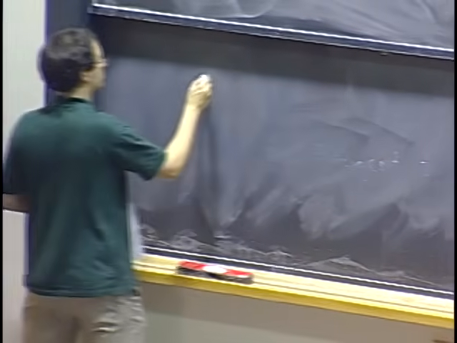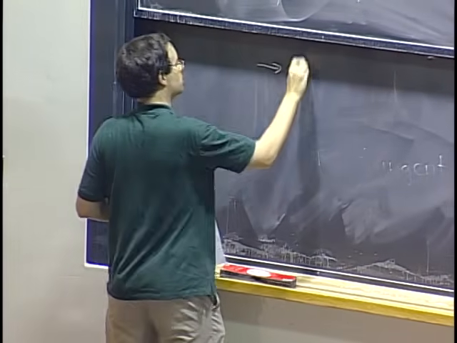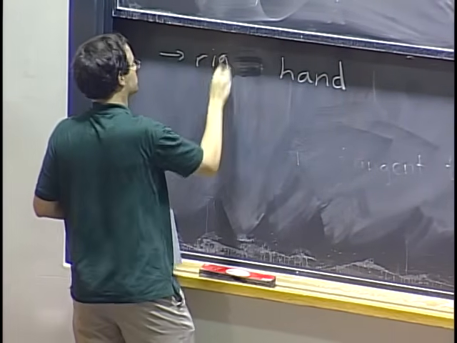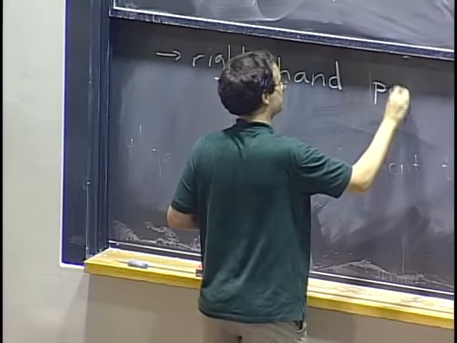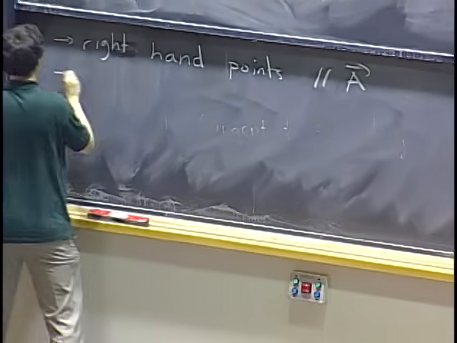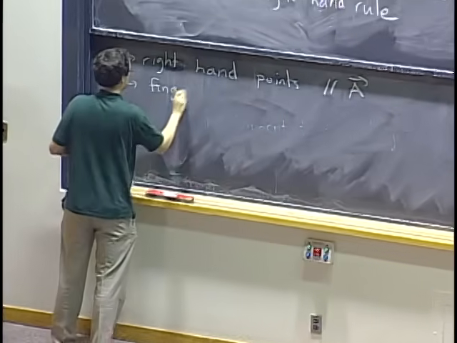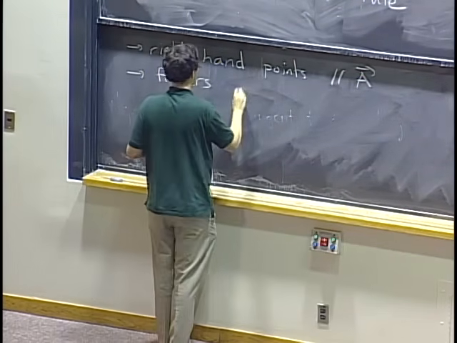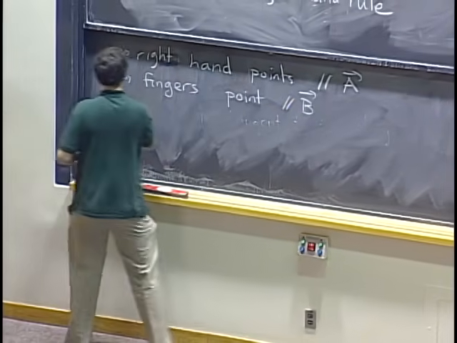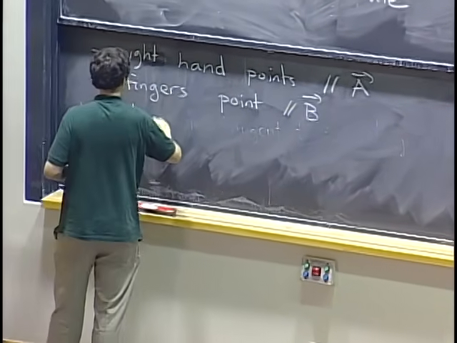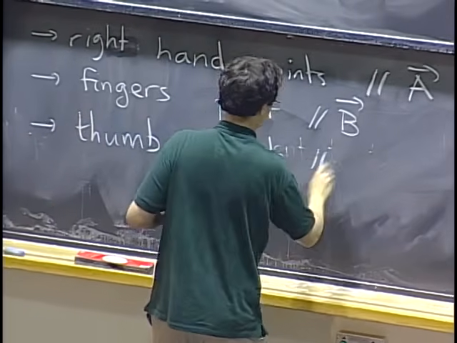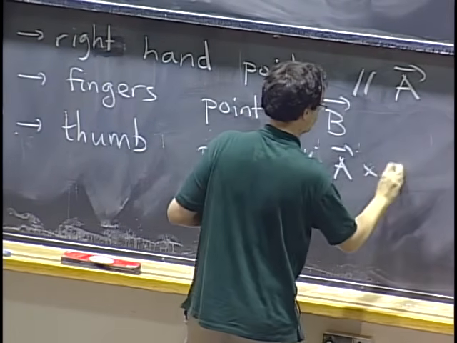So first, your right hand points parallel to vector A. Then your fingers point in the direction of B. Then your thumb, when you stick it out, is going to point in the direction of A cross B.